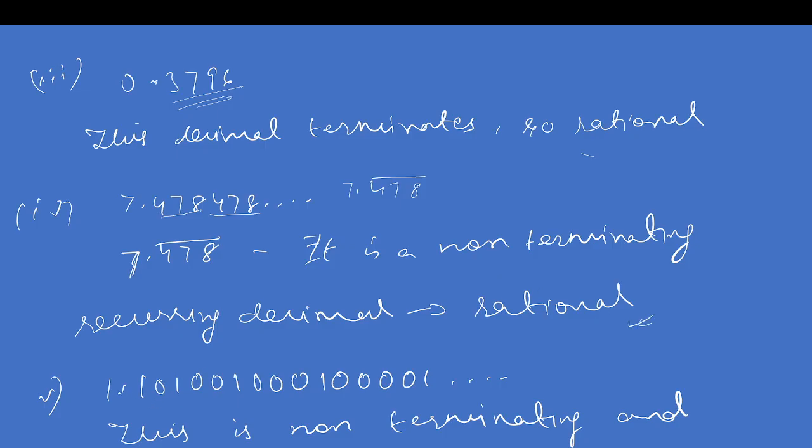Now 1.10100100010000. This is non-terminating, but it is also not recurring. No part of these digits is recurring. This is 100, this is 1000, this is 10000, with the number of zeros increasing. So this is non-terminating and non-recurring. So it is an irrational number.